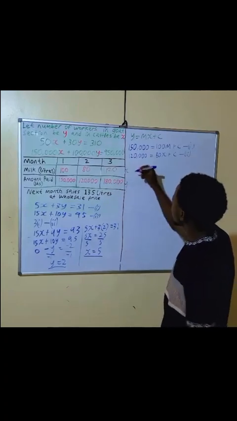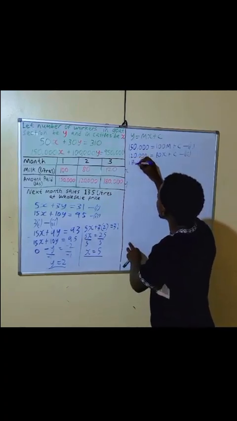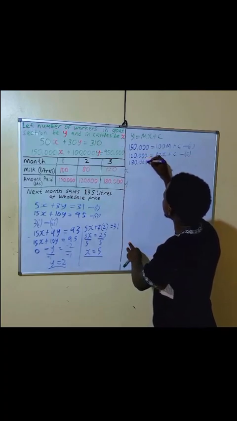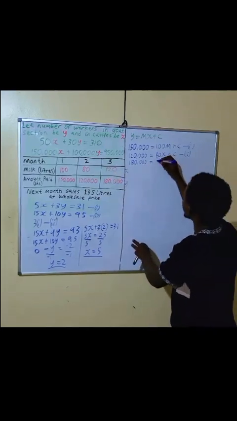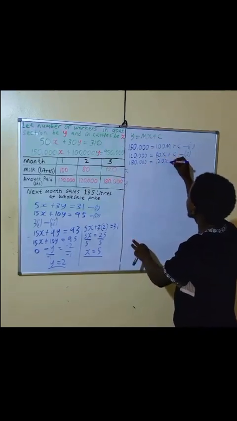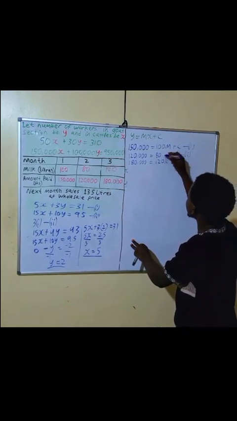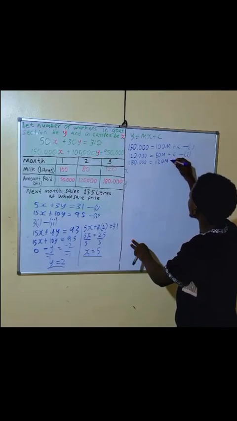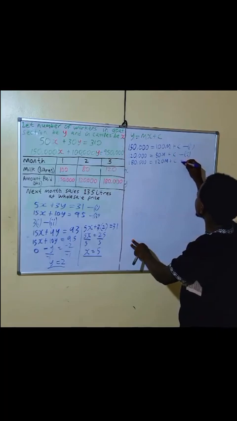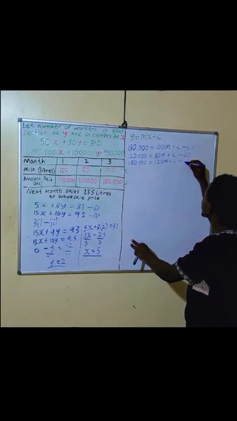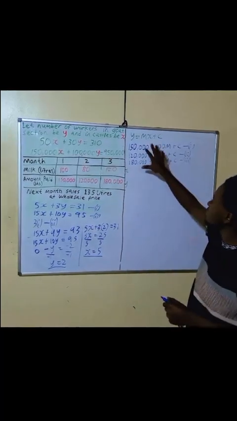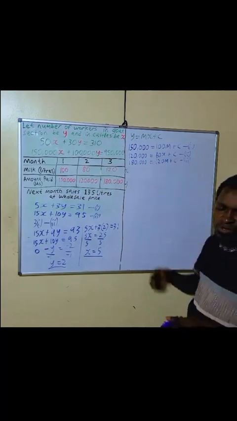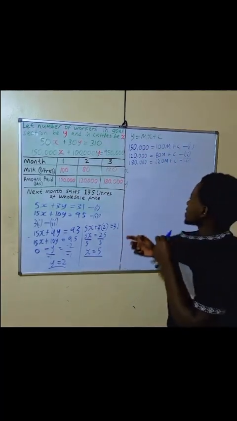Then equation 3, my y is 180,000, which is equal to 120m plus c. This is equation 3. So I'm going to solve these equations, but since I'm solving for two unknowns, I just need two equations.